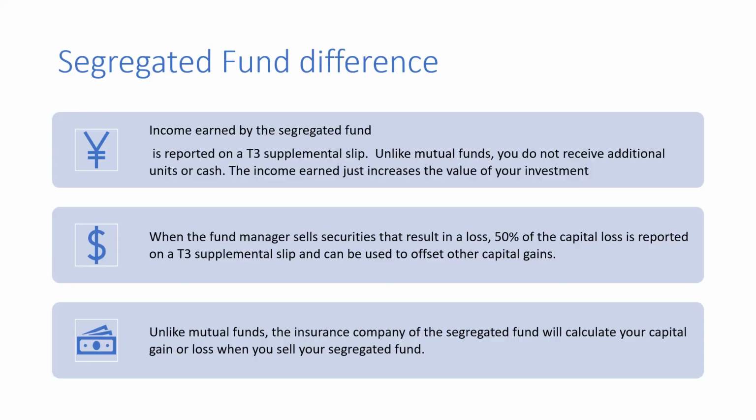Now I want to show you the difference in how some of the income is reported between mutual funds and segregated funds. Income earned by the segregated fund is reported on a T3 supplemental slip. Now, unlike mutual funds, you do not receive additional units or cash. The income earned just increases the value of your investment. When the fund manager sells securities that result in a loss, 50% of the capital loss is reported on a T3 supplemental slip, and you can use it to offset other capital gains. Additionally, unlike mutual funds, the insurance company of the segregated fund will calculate your capital gain or loss when you sell your segregated fund units.